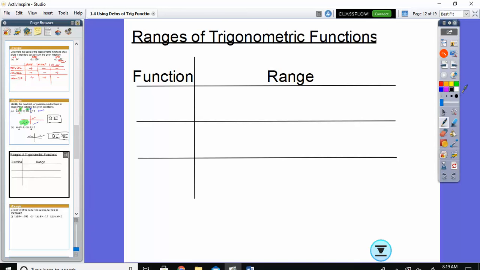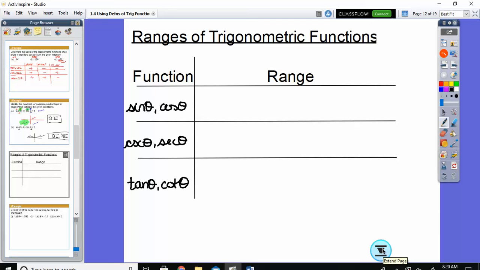So it turns out that some of these trig functions have something in common. Sine and cosine actually have similar ranges. Their reciprocals, cosecant and secant, have the same range. And then tangent and cotangent have the same range. I want to kind of talk about why these ranges are what they are instead of just telling you.